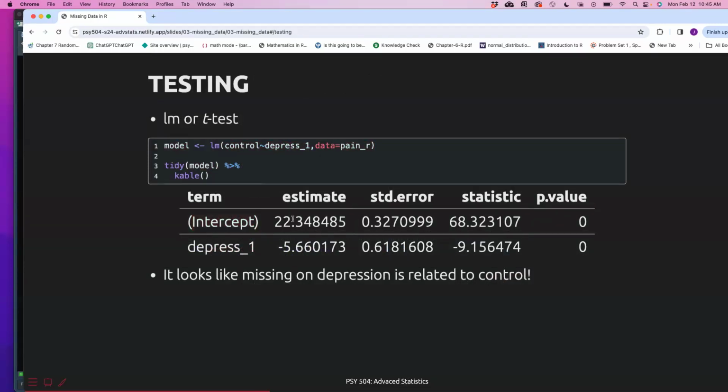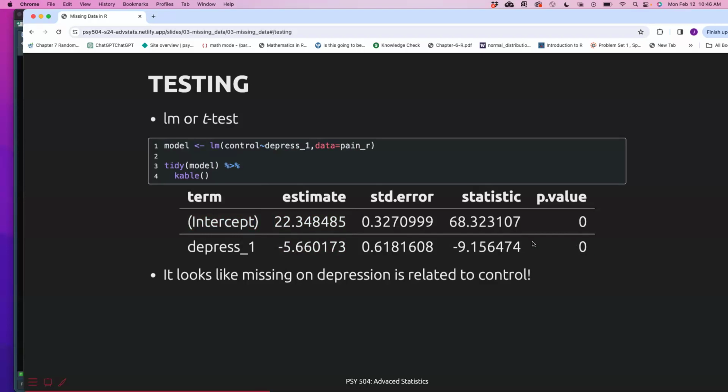So this is our regular summary statistics, right? We have an intercept value. This would be the mean of control where there's no missingness. And this would be the difference in the mean score when missingness is taken into account, right? So what we see here is that there is about a 5.66 decrease in control scores when missingness is removed from our data set. And this is statistically significant here.